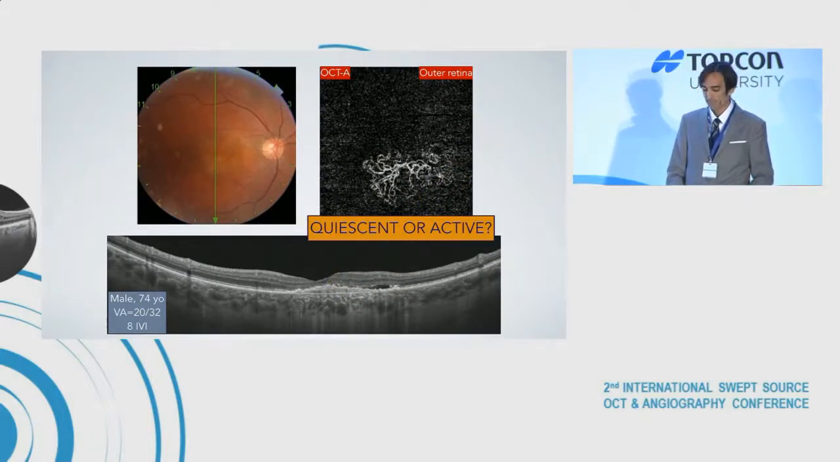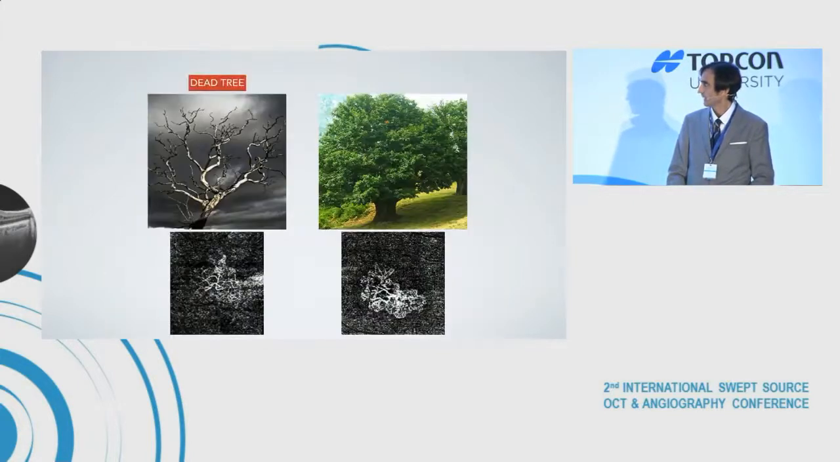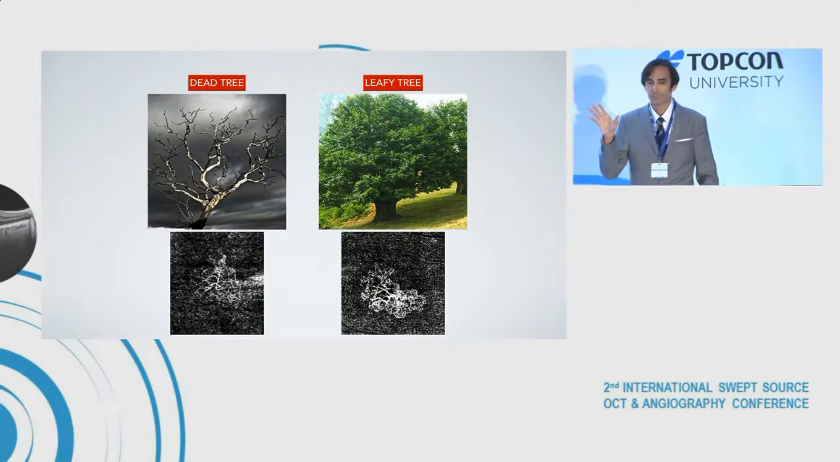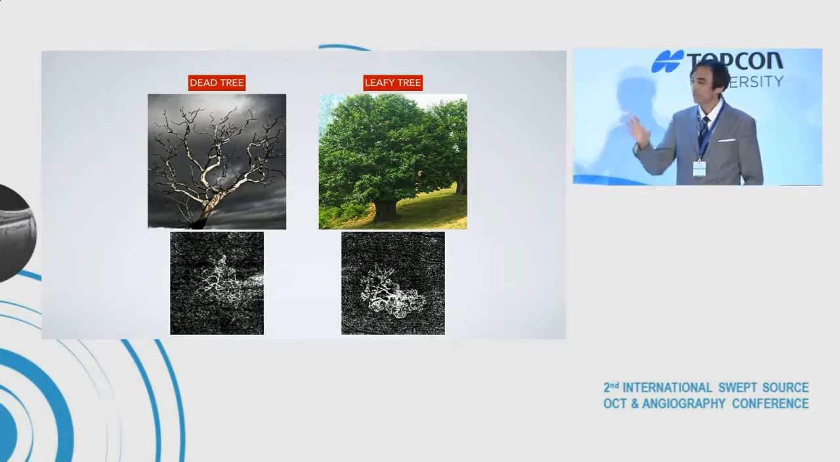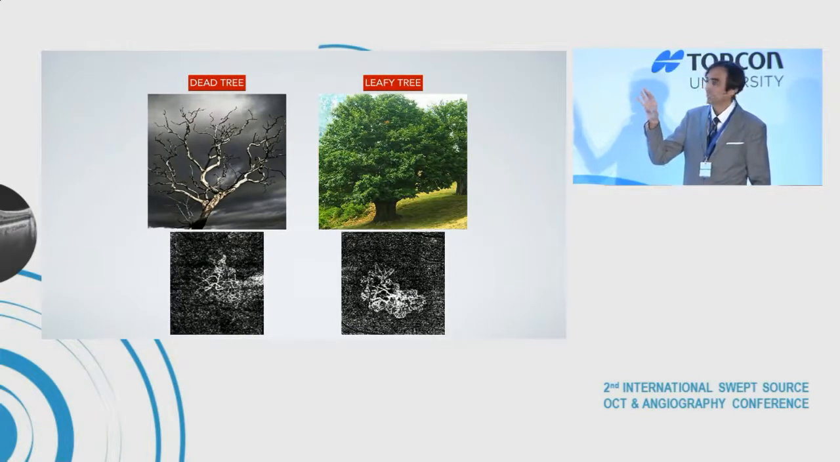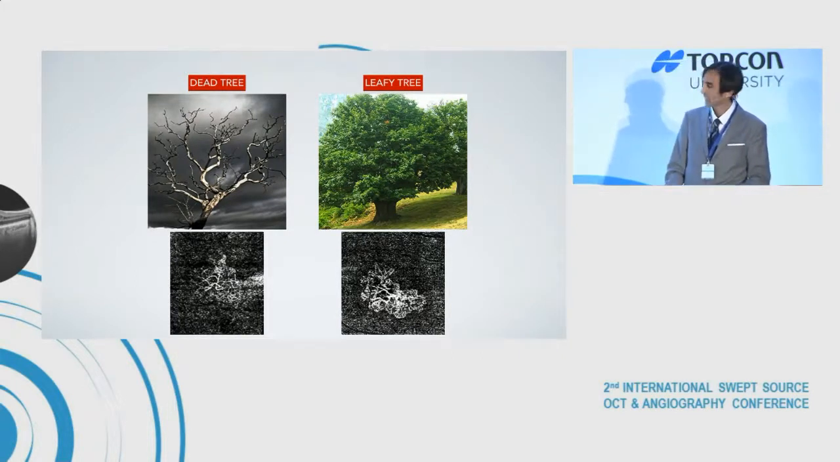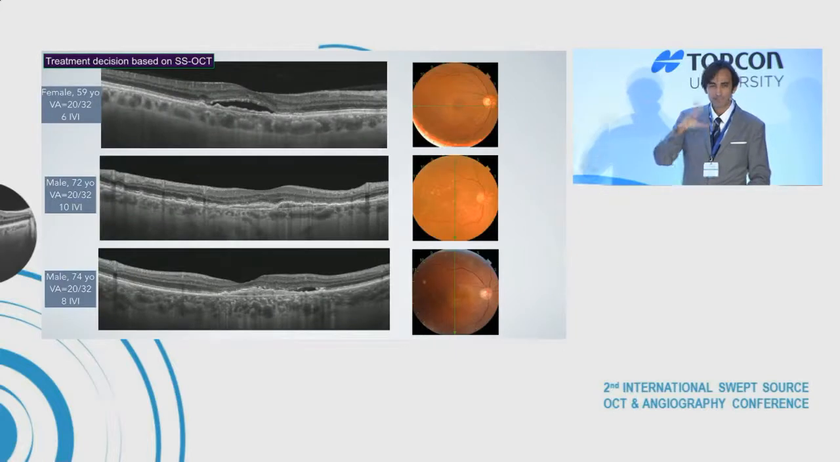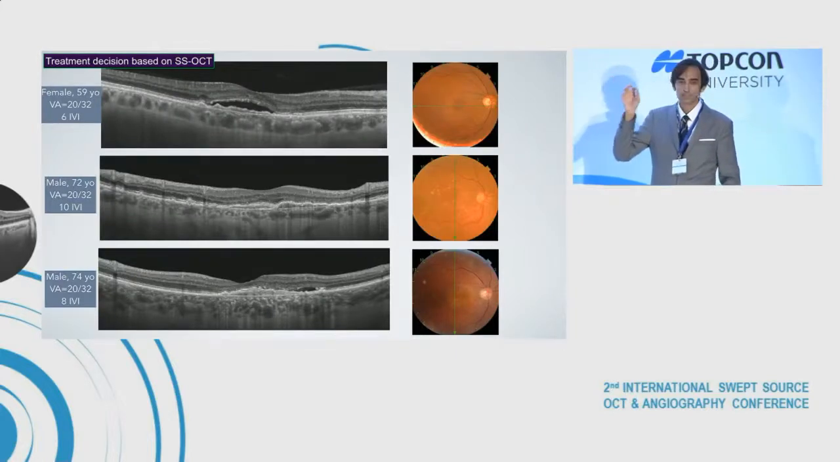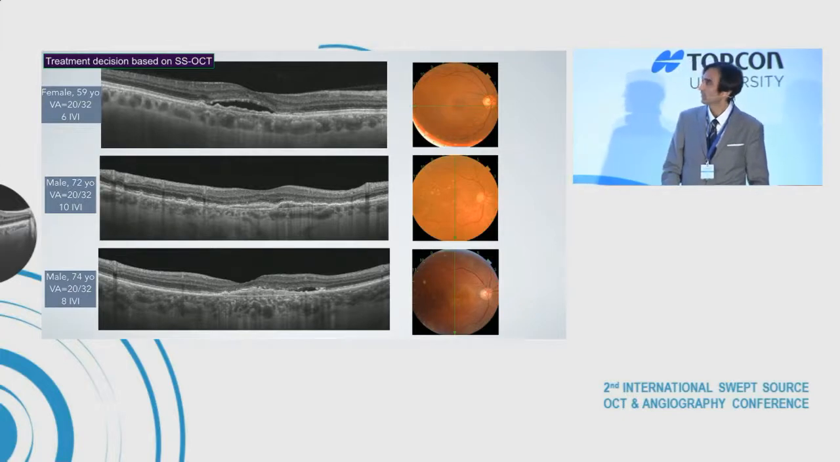Let's see what happens if we add some information. The similarity between the CNV appearance seen on OCT angiography and a dead or a leafy tree can be very helpful in some cases. Let's see an example. The same cases that we just saw before, now we are deciding treatment based only on OCT findings.